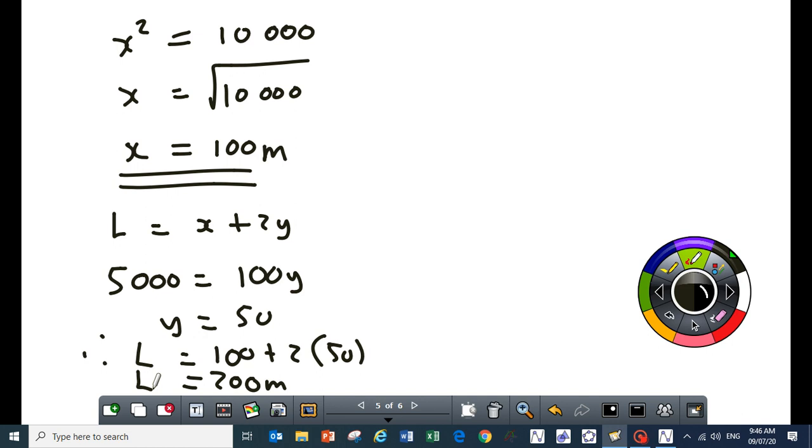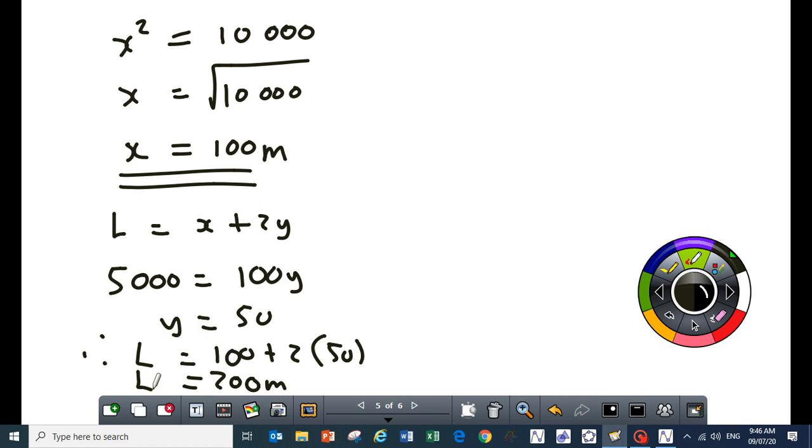So for this question, the minimum amount of fencing length is in terms of X and Y. So we need to get the minimum value for X, then the minimum value for Y. Then we go back to the equation which connects the length with X and Y, and then you will get to that point. All right?